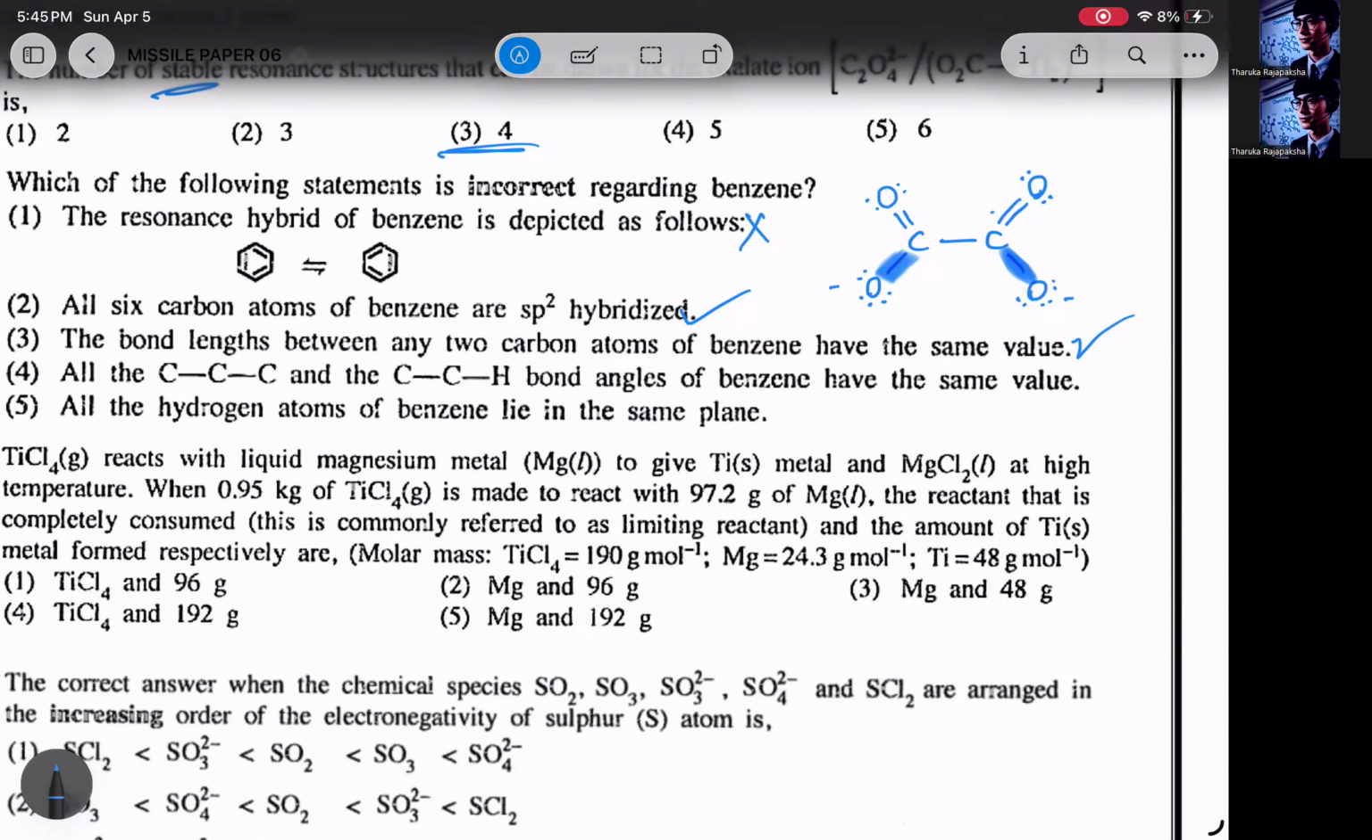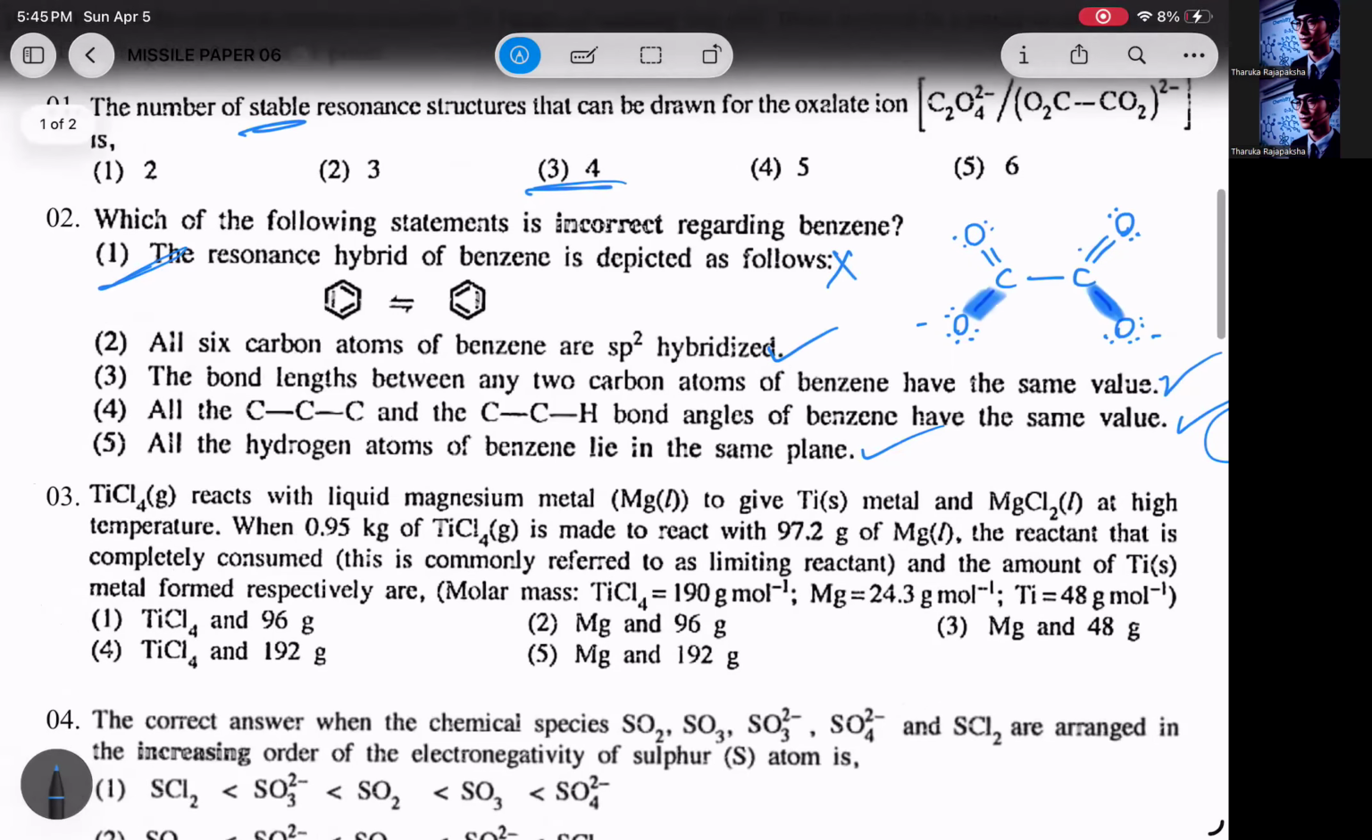All carbon-carbon and carbon-hydrogen bond angles have the same value. That's correct. It's 120 degrees actually, and it's equal. All the hydrogen atoms of benzene lie on the same plane. That's also correct. They are on the same plane, like a sticker, right? So the answer is answer number 1.